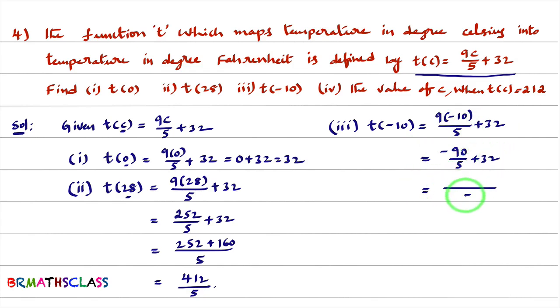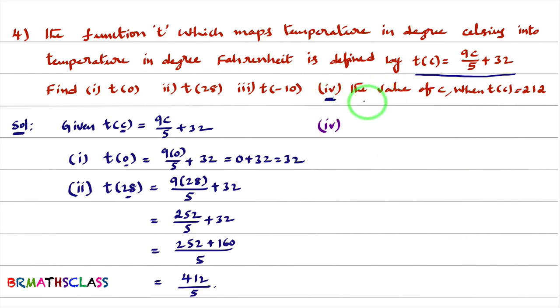Take LCM. LCM is 5. What you will get? Minus 90 plus 32 into 5 is 160. 160 minus 90 is 70. 70 divided by 5. 5 in 70 14 times. It will get cancelled. So t of minus 10 is 14. Now we see the last bit.